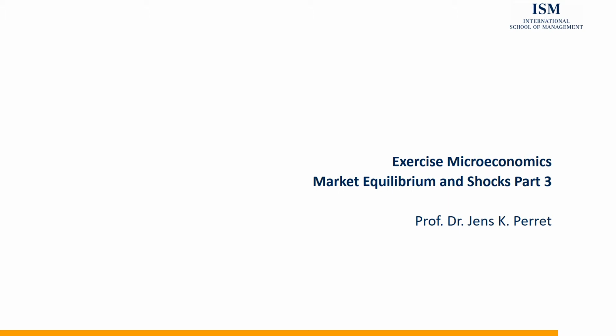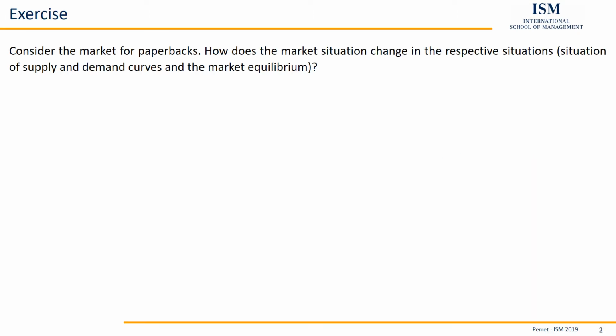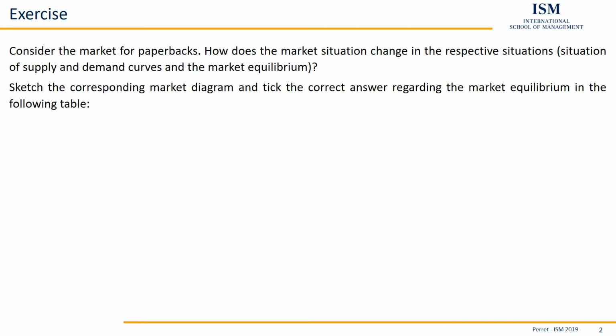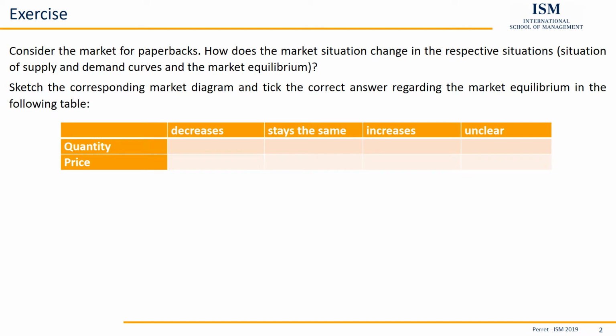Let's have a look at the exercise. Here we have considered a market for paperbacks. How does the market situation change in the respective situations? Sketch the corresponding market diagram and tick the correct answer regarding the market equilibrium in the following table. Here we have for quantity and price the possibilities that they decrease, remain the same, increase, or that we cannot say anything about their development. We should do this for three parts.